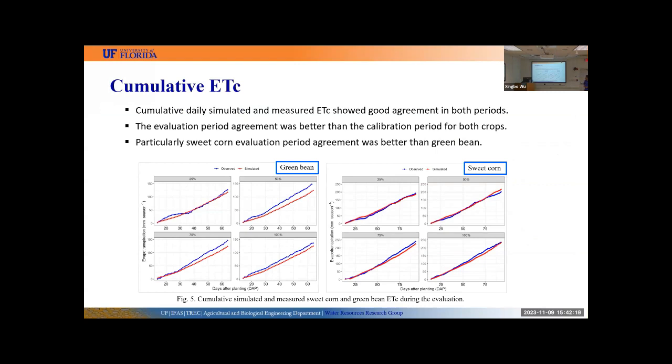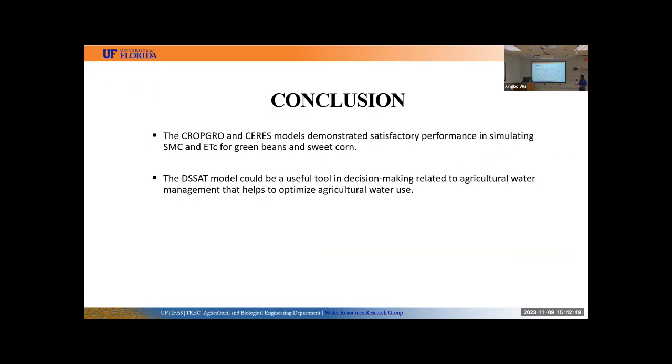And we also compared the cumulative daily simulated and measured evapotranspiration data, and we observed that there was a good agreement between the measured and the simulated cumulative evapotranspiration. However, we observed that the evaluation period performance was better than the calibration period, particularly for the sweet corn plot, as you see on this figure, which had a good agreement compared to the green beans model.